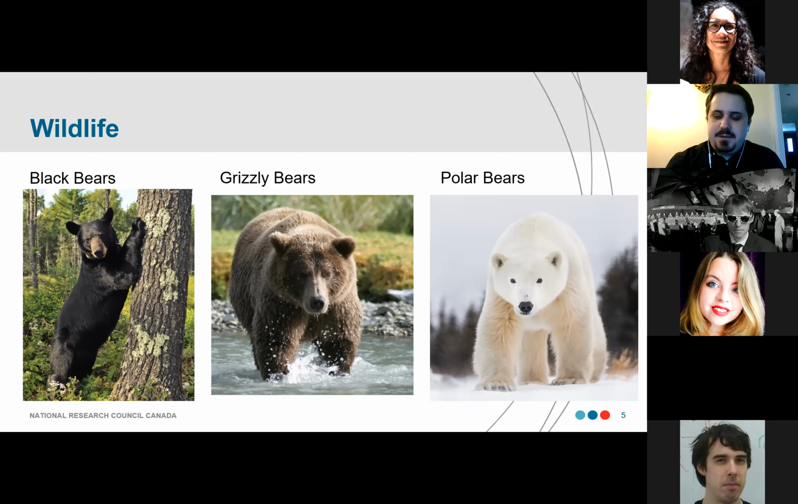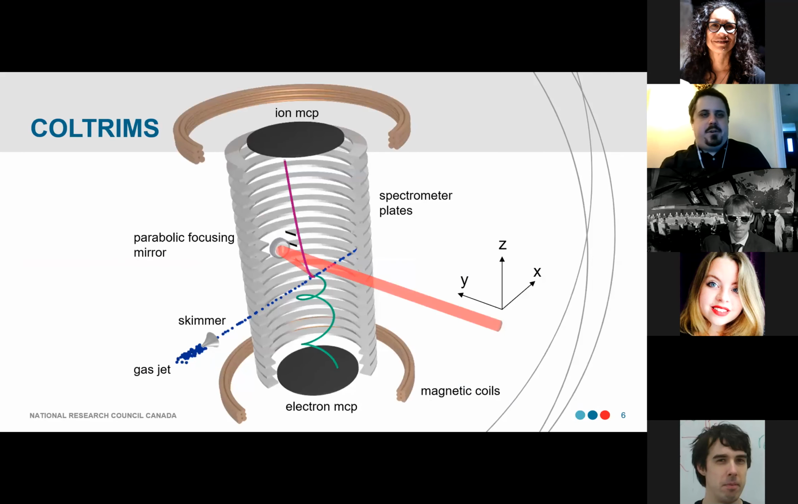Let's get into some science. So I hope to have this slide on for quite some time. This is the COLTRIMS apparatus. And COLTRIMS stands for Cold Target Recoil Ion Momentum Spectroscopy. The idea behind it is to get a full 3D momentum picture of an ionization event. So in order to do this, we need to do a number of things.